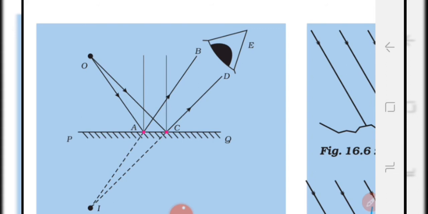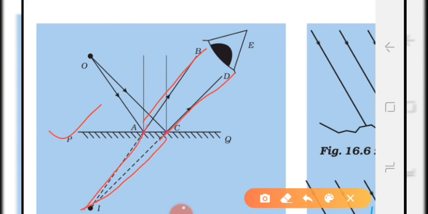So the image formed by the plane mirror is virtual because two reflected rays do not meet in front of the mirror. They appear to meet behind the mirror. So such a type of image is called a virtual image.